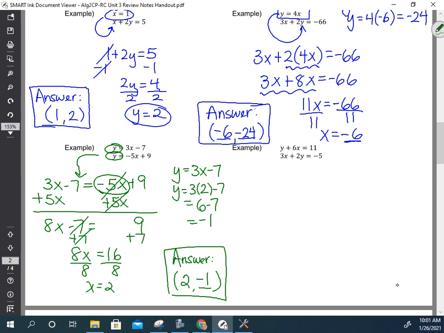Yeah, it's not hard. It's just work. Any questions before we do the last example? I'll save the word problem examples for Thursday.